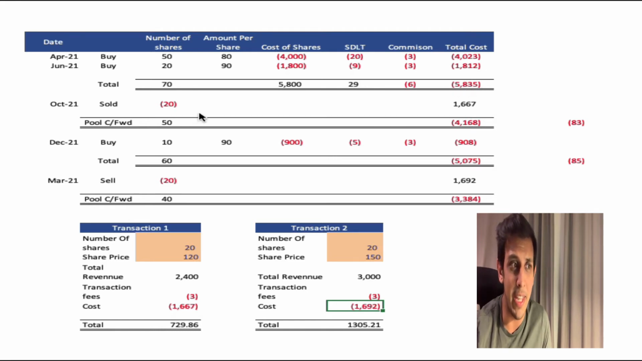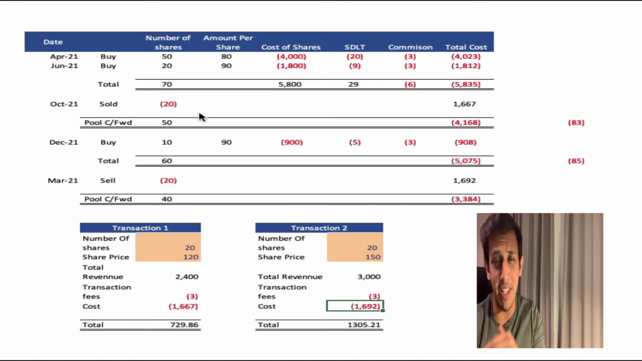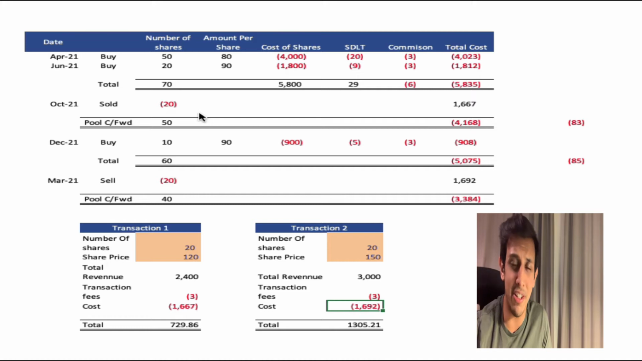Now, in October 21, we see that the share price has really increased, and we have an opportunity to sell at £120. So we think, okay, we'll take some out and bank some of the benefit. We sell 20 shares in October, and the way that we calculate the total cost is by taking the average cost.